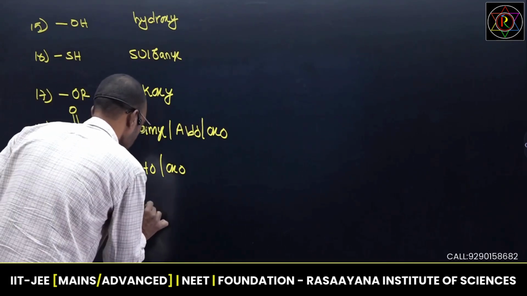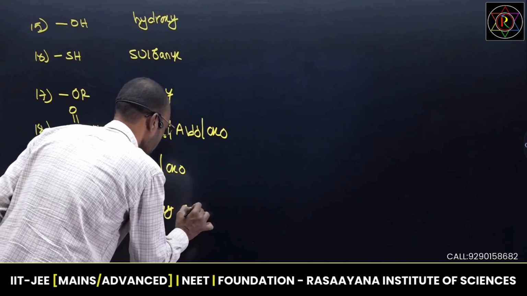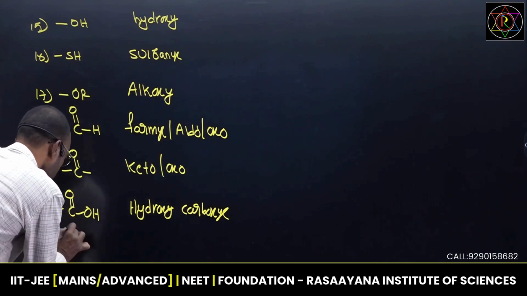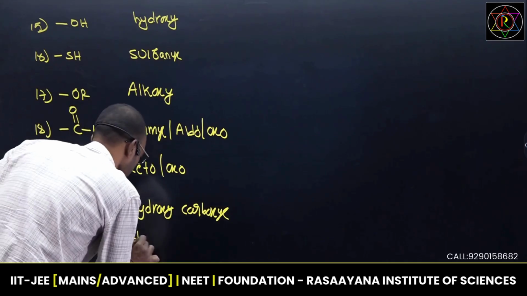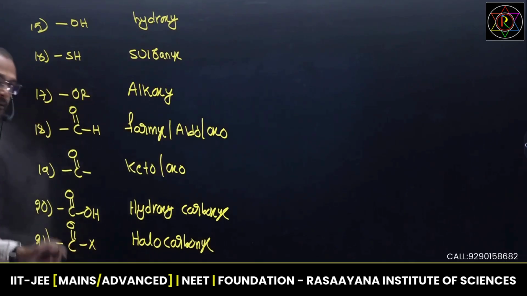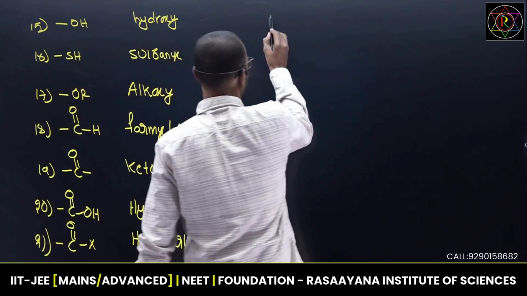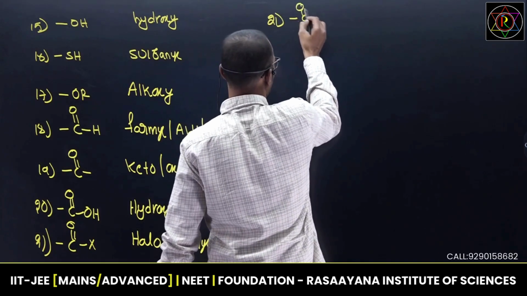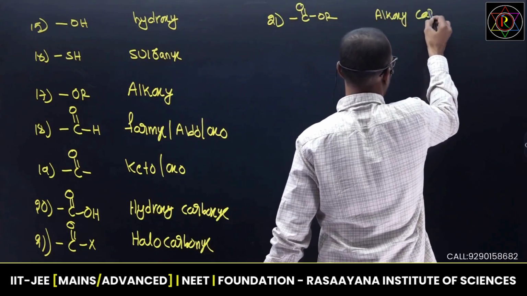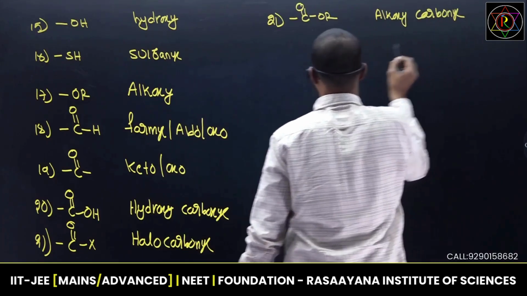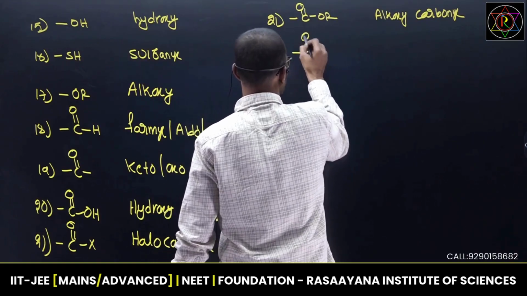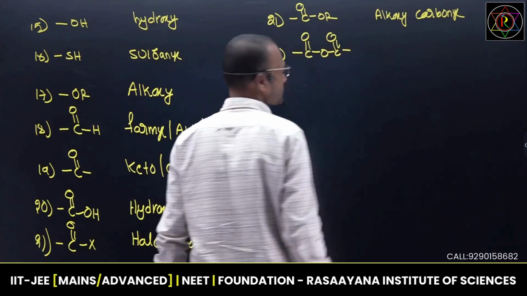So I can use hydroxycarbonyl. If I use a halogen, acid halides, halocarbonyl, simple. If I use any ester group over here, C double bond OR, I can say alkoxycarbonyl. Then I can use C double bond O like this.